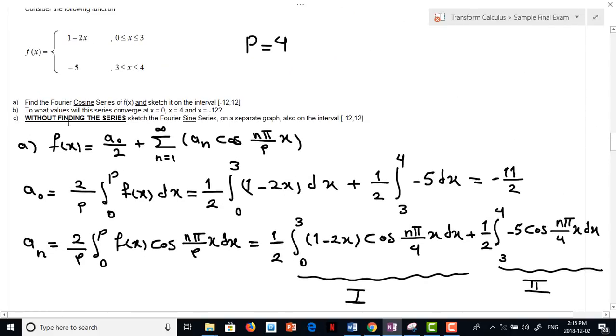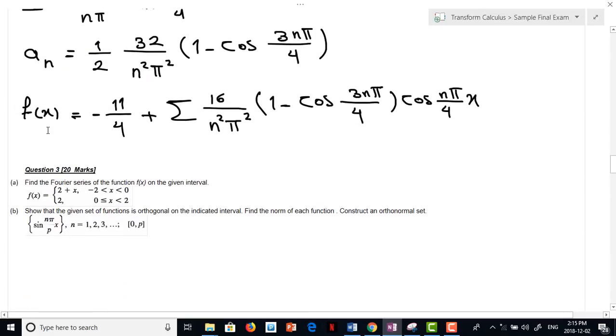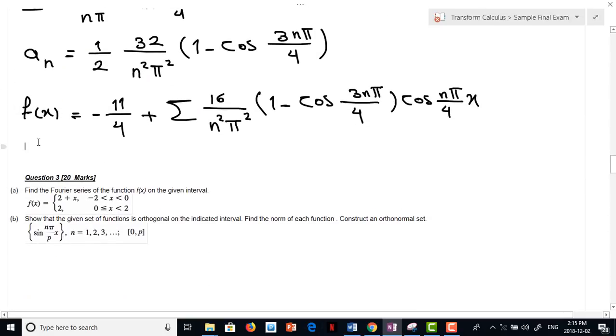In fact, we could solve the first part, but now we have to sketch the Fourier series. If I sketch the function using a digital pen, it's not going to be beautiful. That's why I sketched the function on paper. So now I just bring it here.